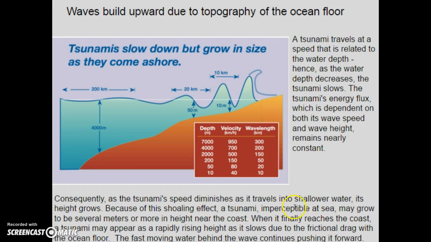A tsunami, imperceptible at sea, may grow to be several meters or many, many feet near a coast. When it reaches the coast, it appears to be rapidly rising in height due to the frictional drag of the floor. The fast-moving water behind it continues pushing forward.